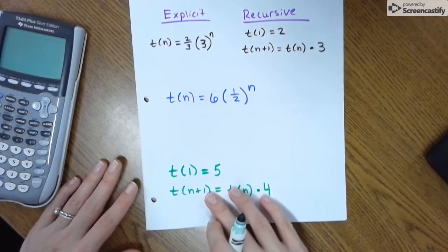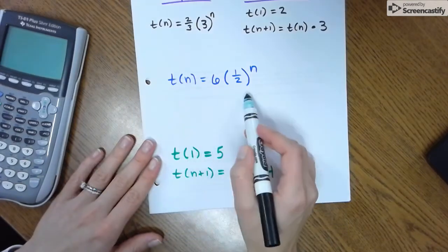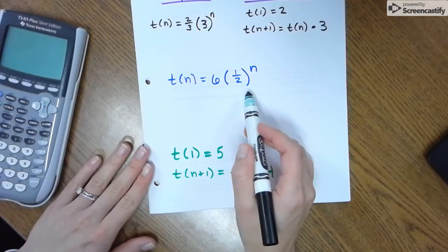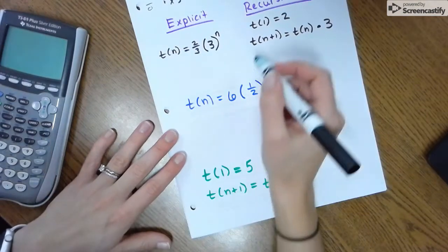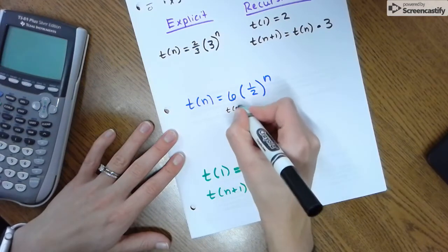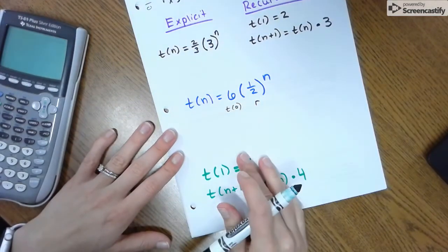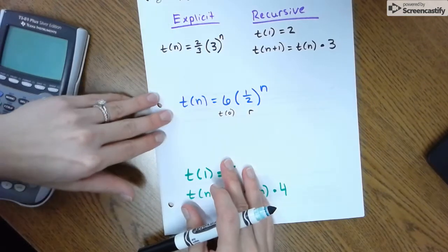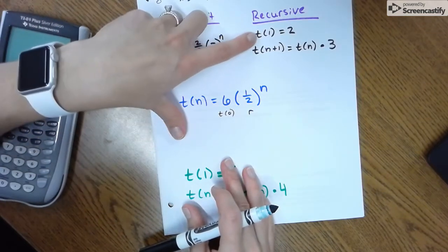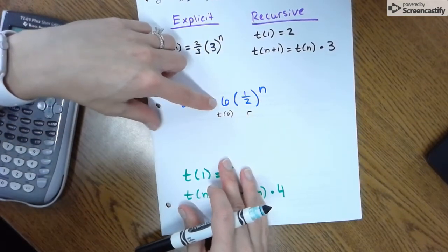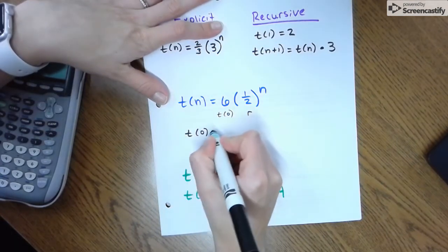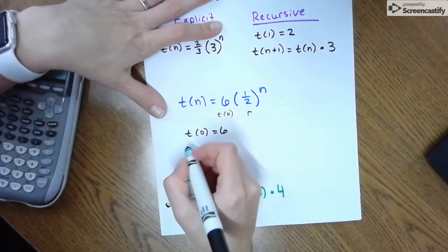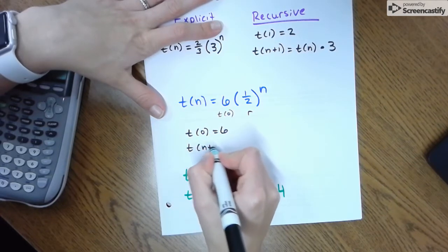For the second example, I want to look at this explicit equation and show you how to write the recursive equation for that. If I'm looking here, this is t of 0, and then this is that common ratio. Instead of starting with 1, like I did up here, I'm going to start with 0 because that's what the equation gives me. So I will say t of 0 equals 6, and then t of n plus 1 equals.